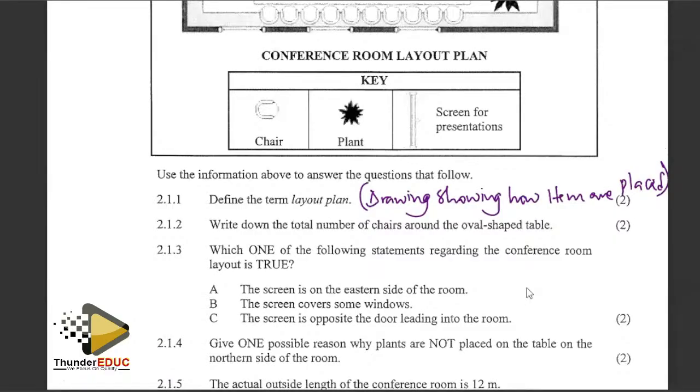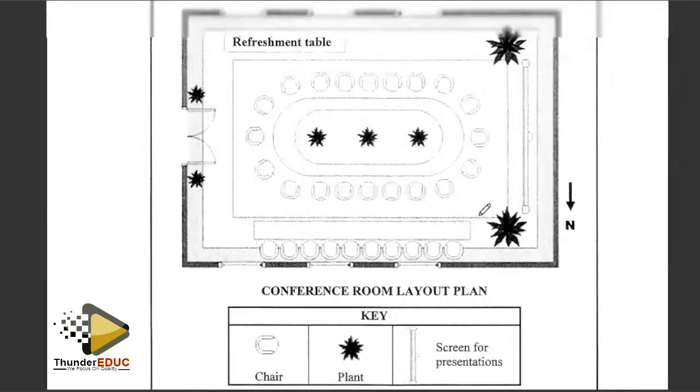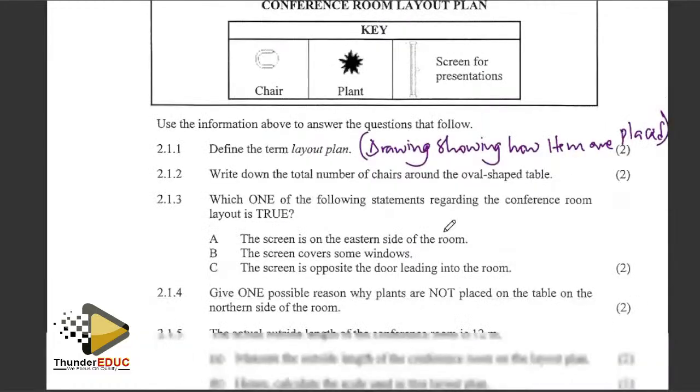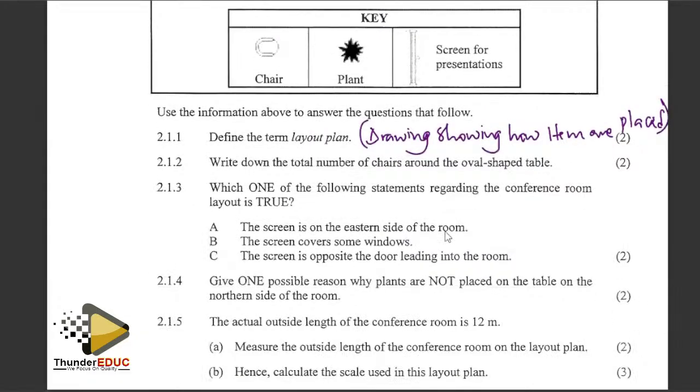All right, they're saying write down the total number of chairs around the oval shaped table. You come and count. We say 1, 2, 3, 4, 5, 6, 7, 8, 9, 10, 11, 12, 13, 14, 15, 16, 17, 18, 19, and 20. So we have 20 chairs. Which one of the following statements regarding the conference room is true?